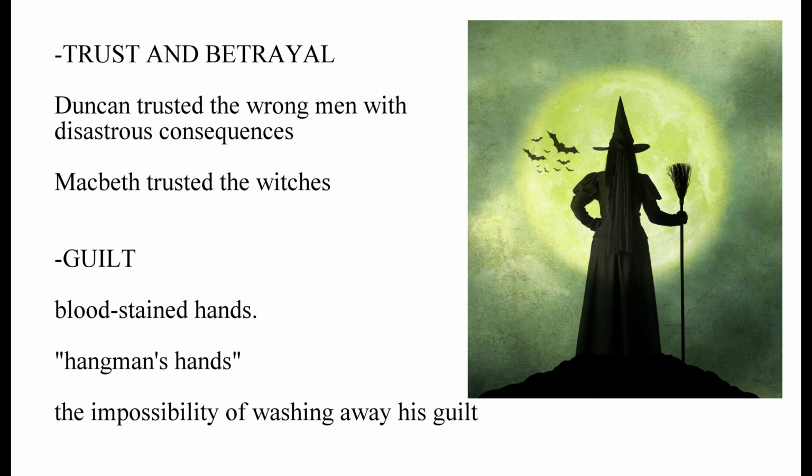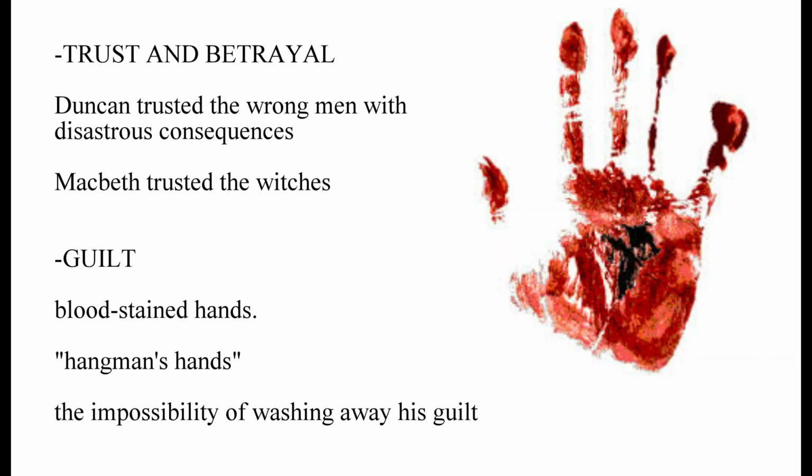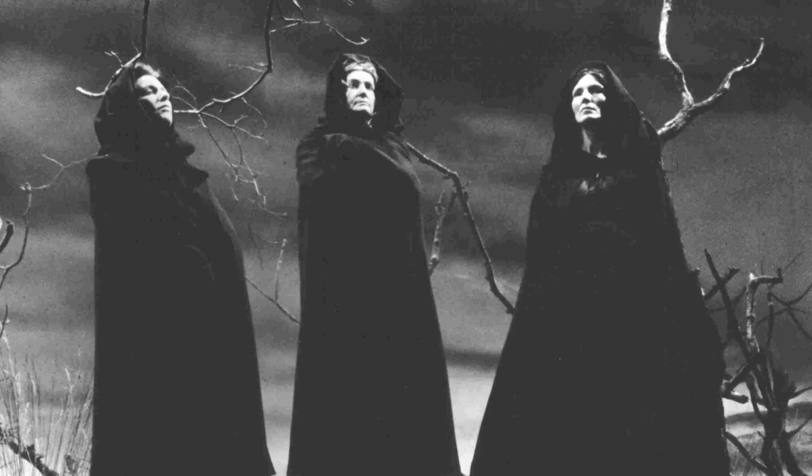One of the most striking images in the play equates guilt with the idea of blood-stained hands. Macbeth refers to his own hands as hangman's hands, which would be covered in blood from cutting victims of execution. When Lady Macbeth urges him to wash the blood off, he realizes the impossibility of washing away his guilt.